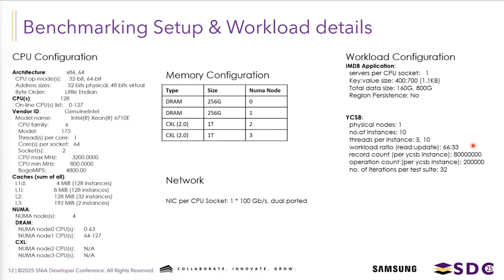If somebody has used YCSB, you can see that there are some parameters where we set the record count. It is 80 million record count per YCSB client, and the operations per YCSB client was set to 200K, and we had a total of 10 such instances of YCSB client. So the total operations is 2 million over the whole cluster. That's the setup which we have.